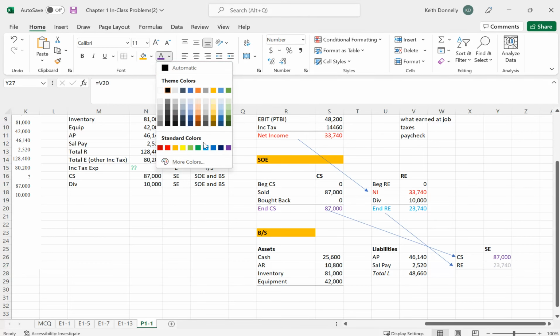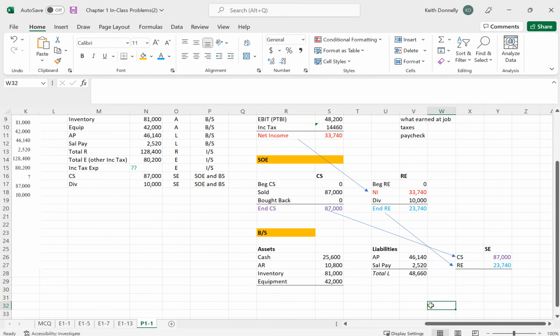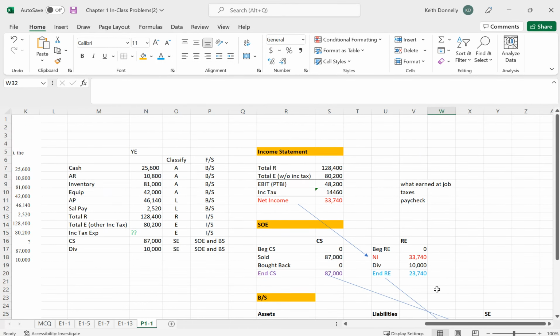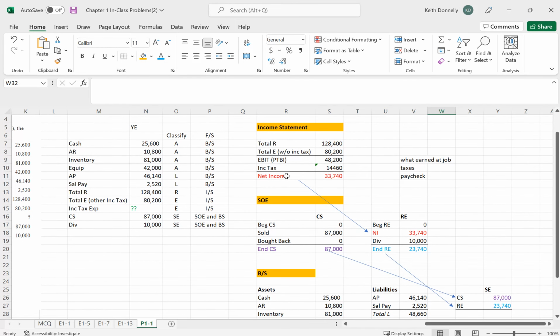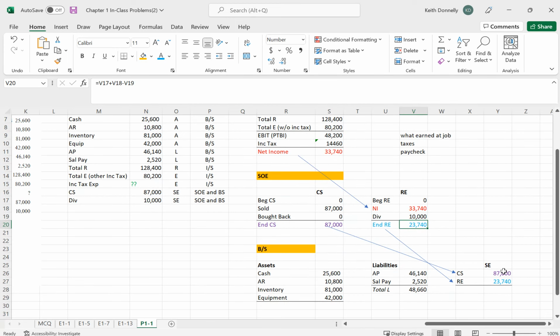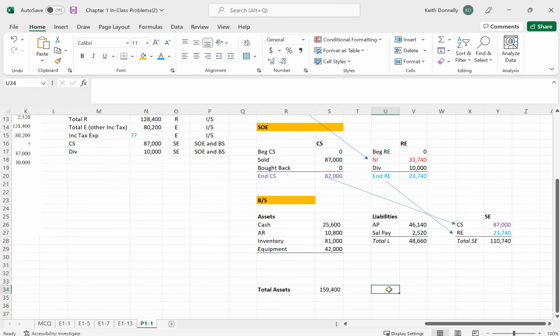I'm going to make that blue, right? So that's the answer here, but if you look at it, this is showing the interrelationship of the financial statements. You take the net income from the income statement down here, and you take the ending common stock and the ending retained earnings there, right? So if we total our stockholders' equity accounts, it's going to be the combo of those two.